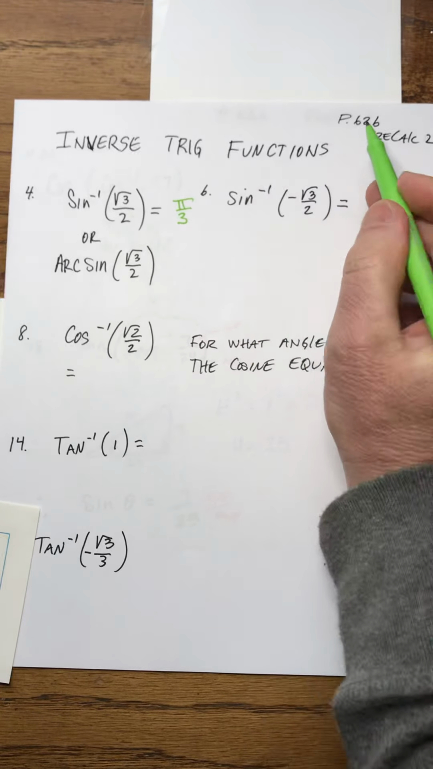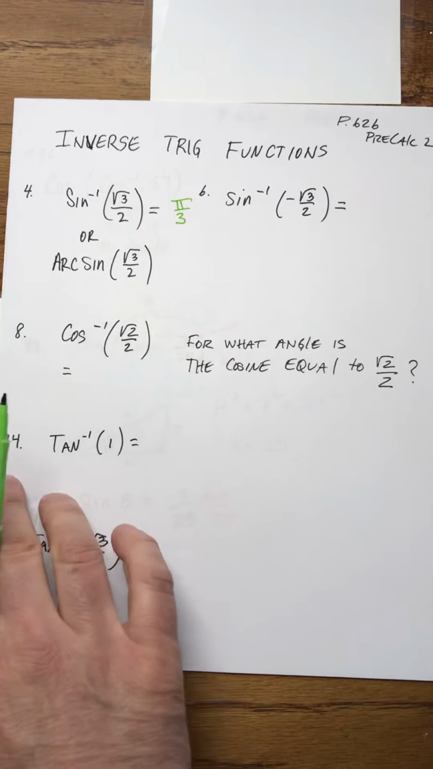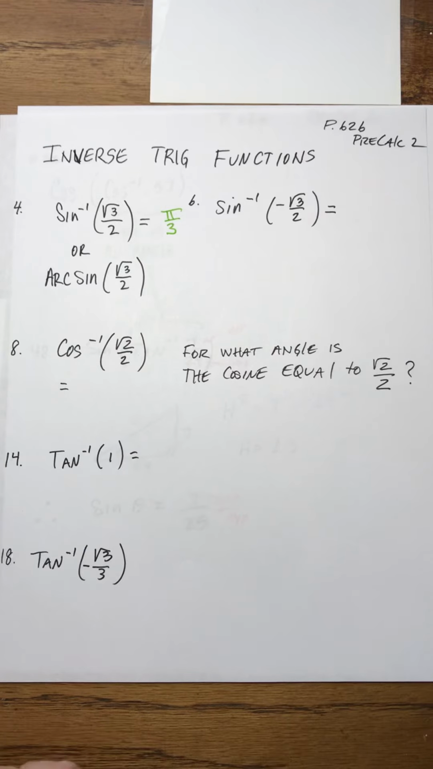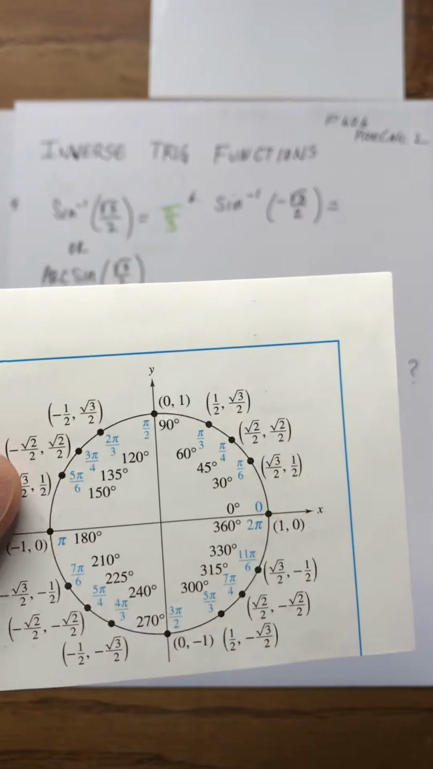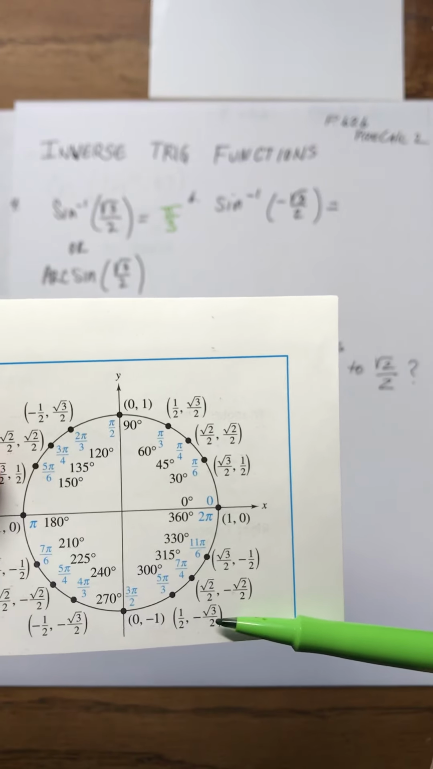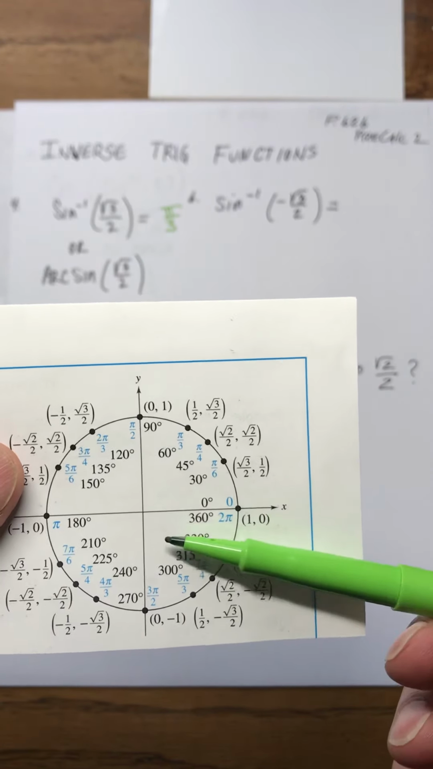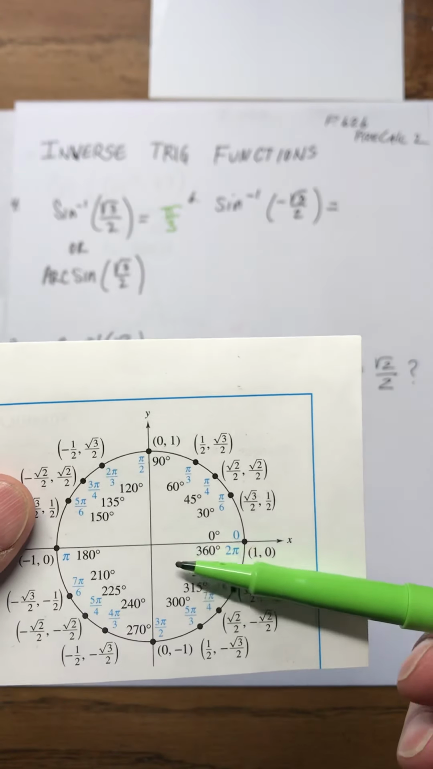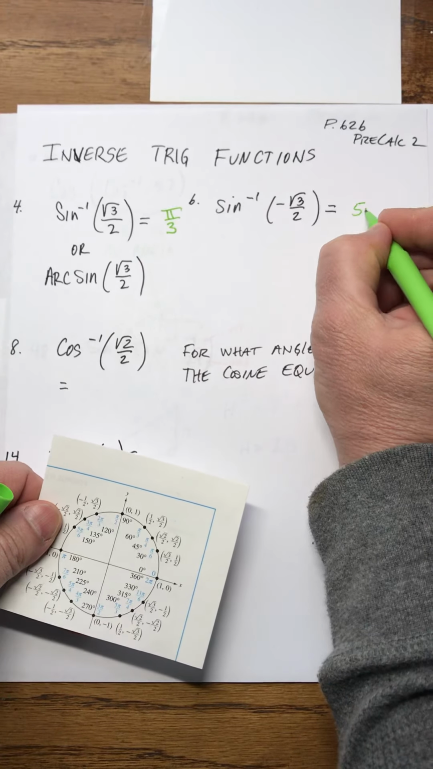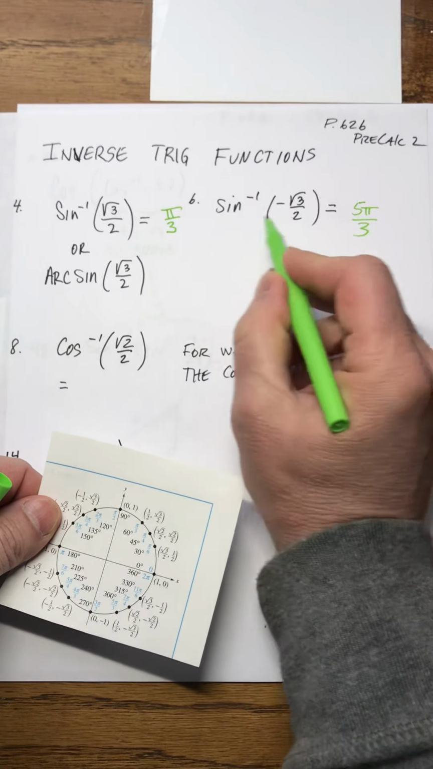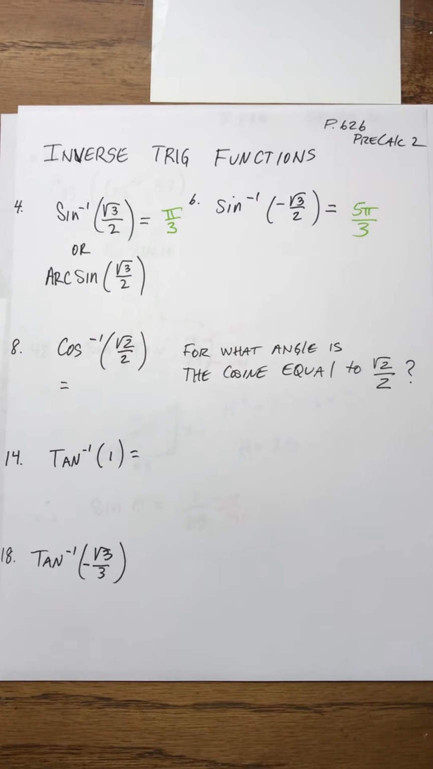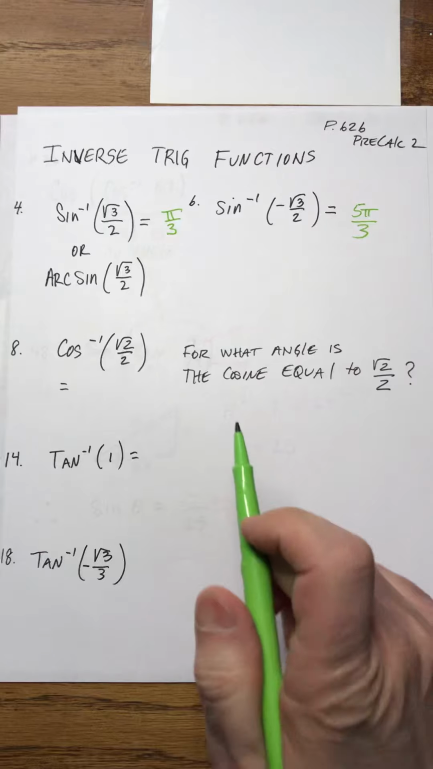For question number 6 on page 626, they're asking, for what angle is the sine equal to negative square root of 3 over 2? If you go back to your unit circle, the negative square root of 3 over 2 comes down here, and the angle where the y-coordinate is negative square root of 3 over 2 is 5 pi over 3. So this one would be 5 pi over 3. So this inverse function is always equal to an angle. And that's the question that it always asks.